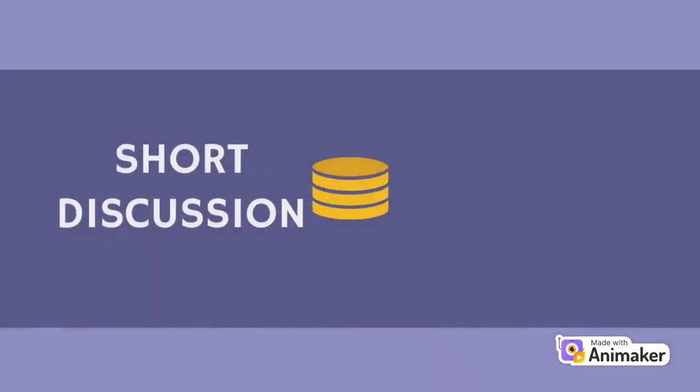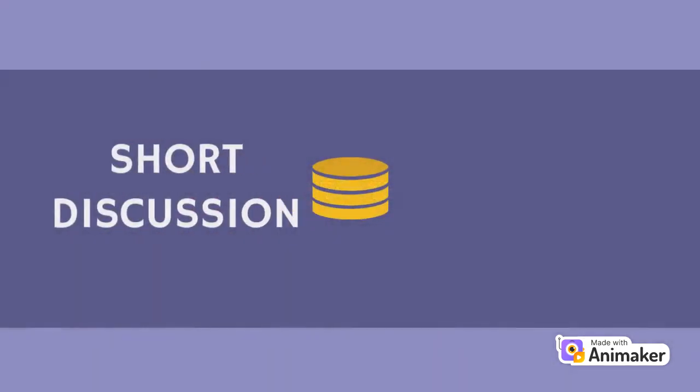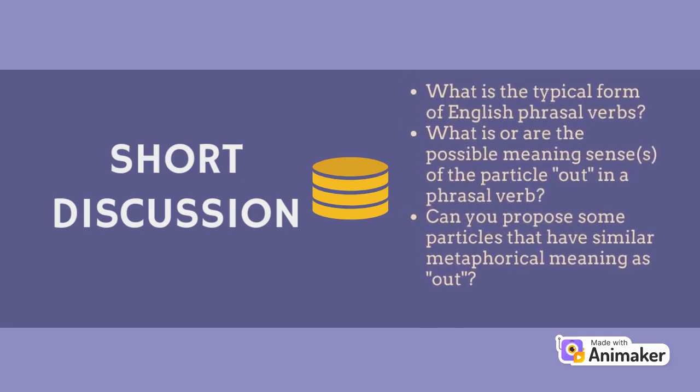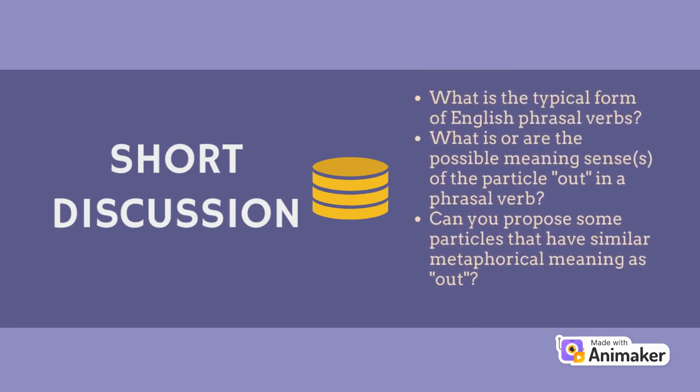In this lesson, you can hold a short discussion to summarize the knowledge students learned about the phrasal verbs by asking the following questions. What is a typical form of English phrasal verbs? What is or are the possible meaning senses of the particle out in a phrasal verb? Can you propose some particles that have similar metaphorical meaning as out?